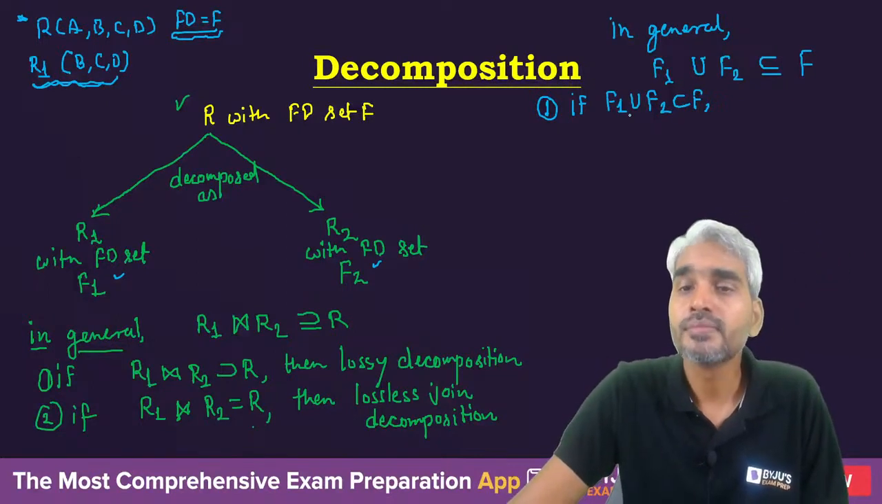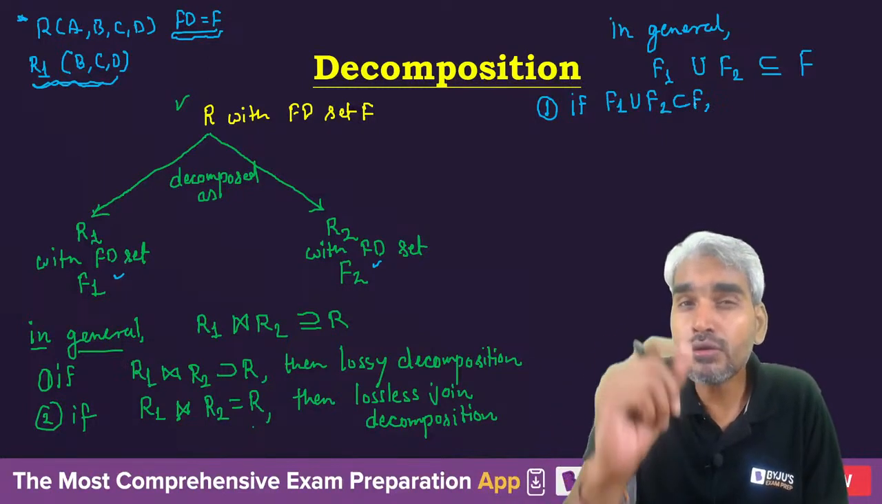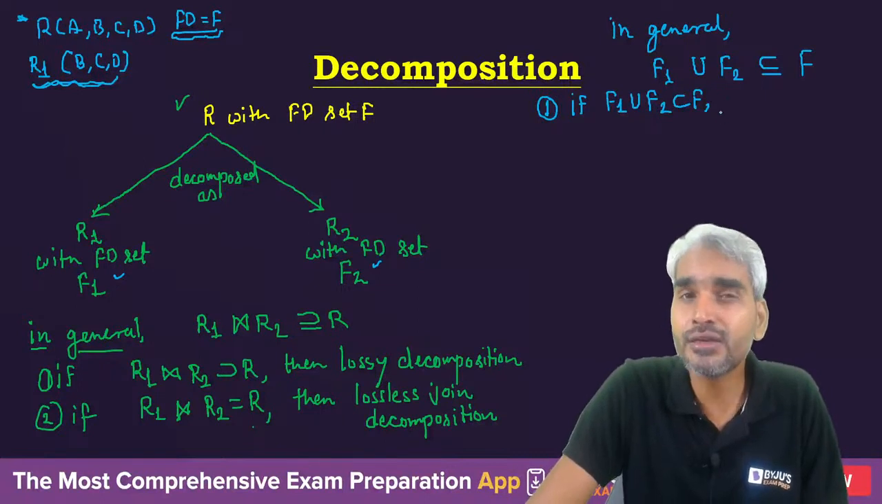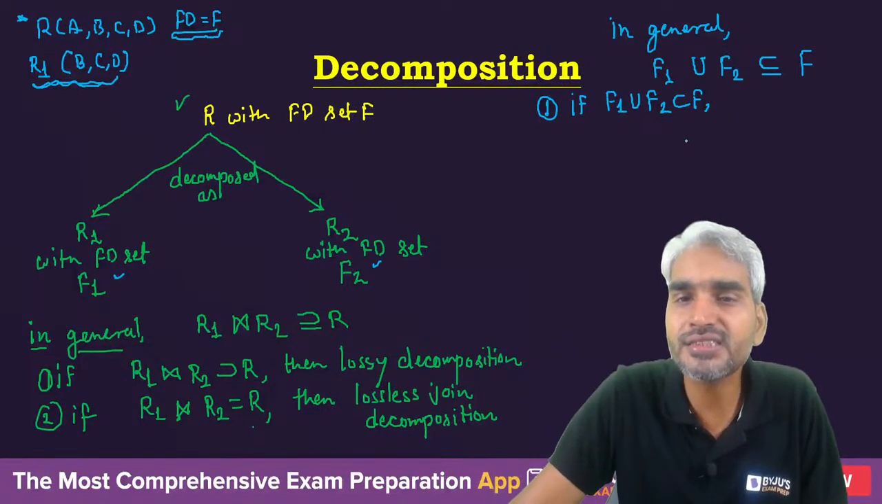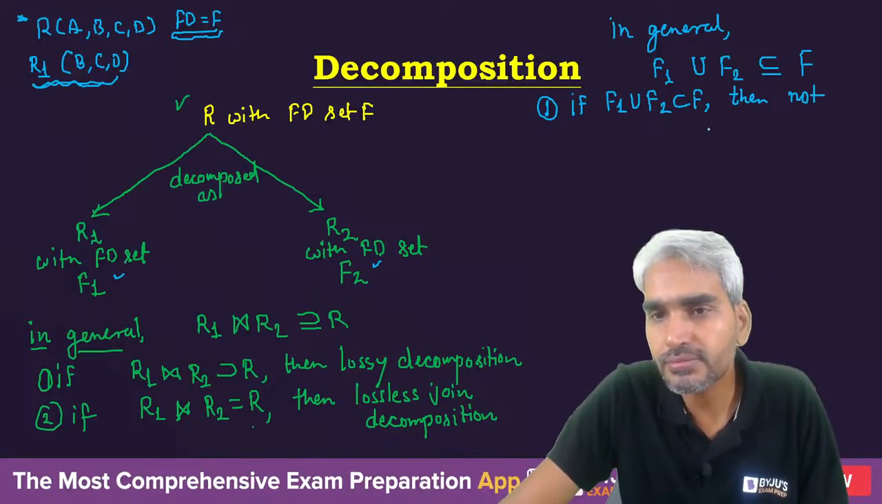Okay, so if F1 union F2 is a proper subset of F, proper means you are missing something out of F. So if you are missing something out of F, then you have lost some of the dependencies. So if F1 union F2 is a proper subset of F, then it is not dependency preserving.